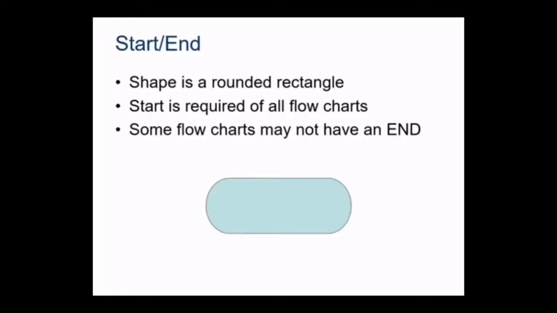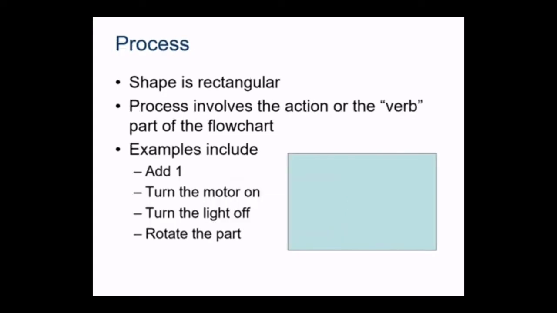Okay, first we have start and end. The shape is a rounded rectangle, and start is required of all flowcharts, meaning that every flowchart is required to have a start. And some flowcharts may not have an end. Okay, next we have process. Process is a rectangle. Process involves the action or the verb part of the flowchart, such as feeding the cat, turn motor on, turn the light off, rotate the part, and so on.